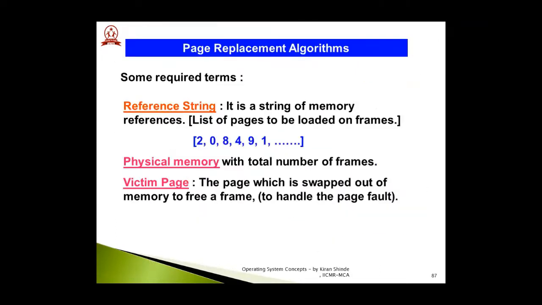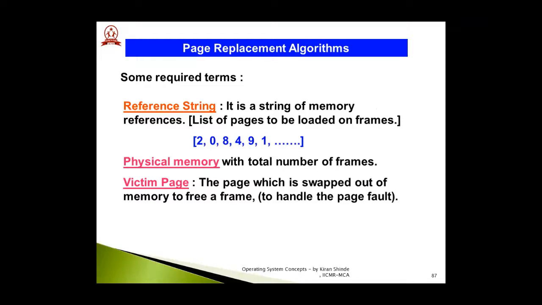So let's start with the first one. In order to understand the various page replacement algorithms, there are certain terms which you have to understand first. The first term is reference string. It is nothing but the string of various memory references for the pages, the list of pages to be loaded on the frames. Physical memory, that is the system memory, with the total number of available frames, will be given to you in order to analyze that particular algorithm.